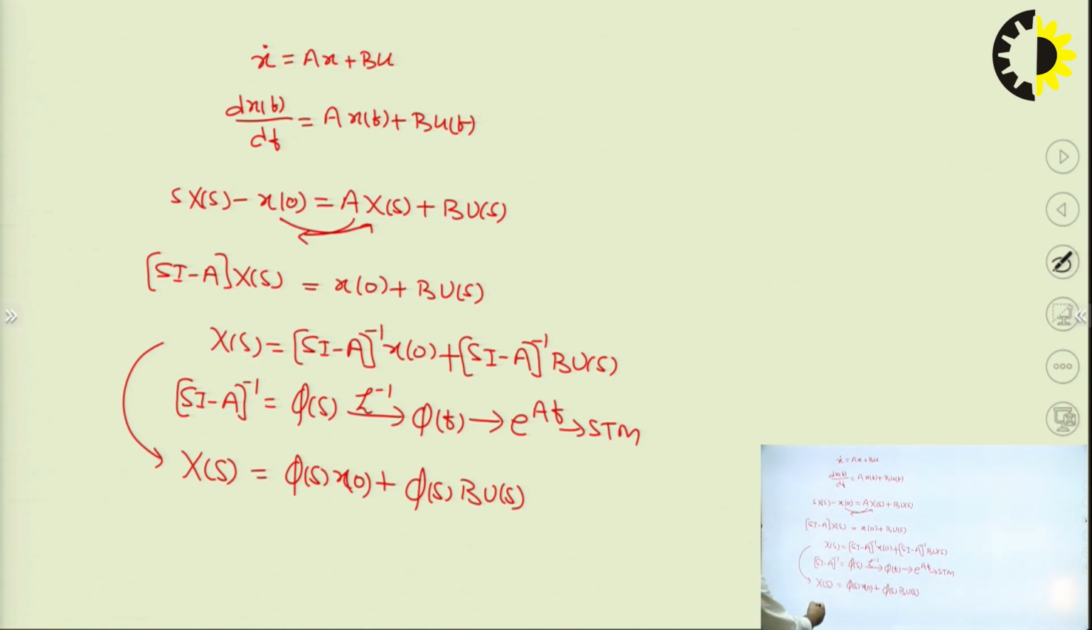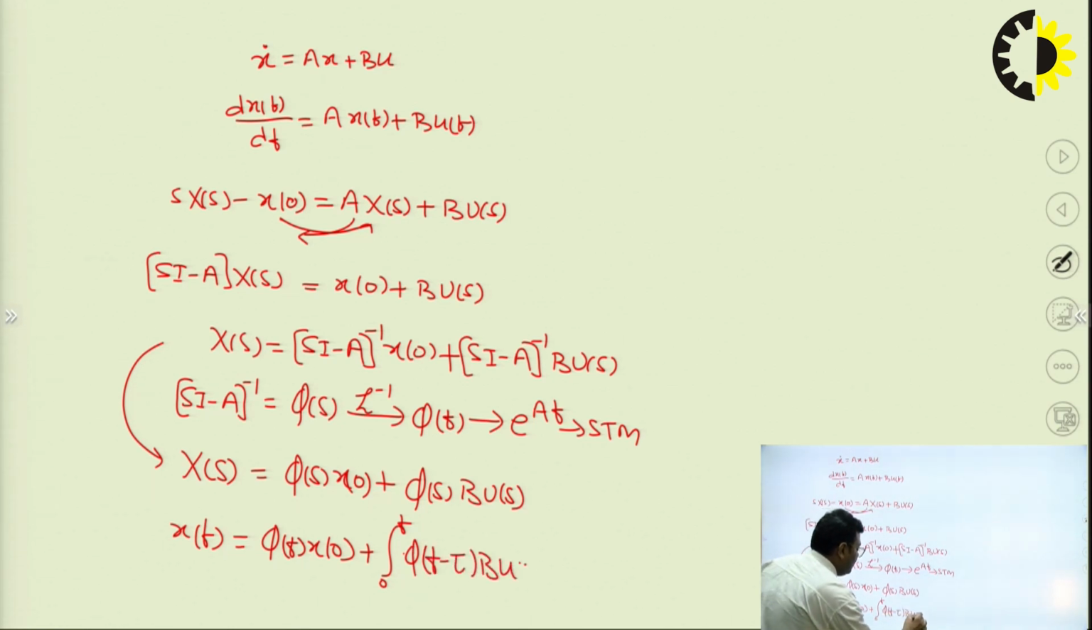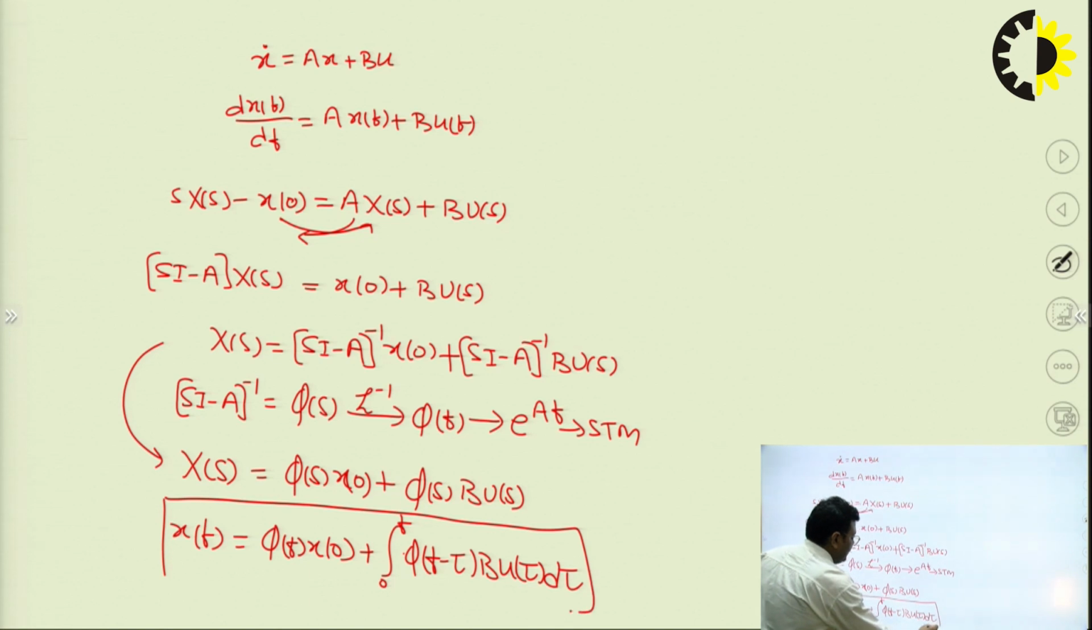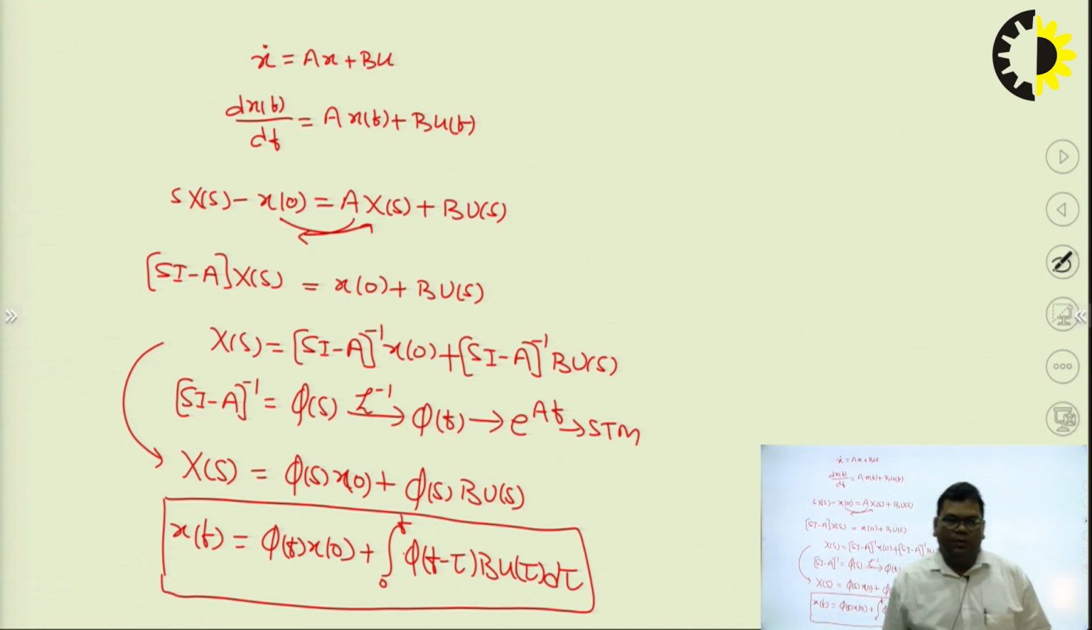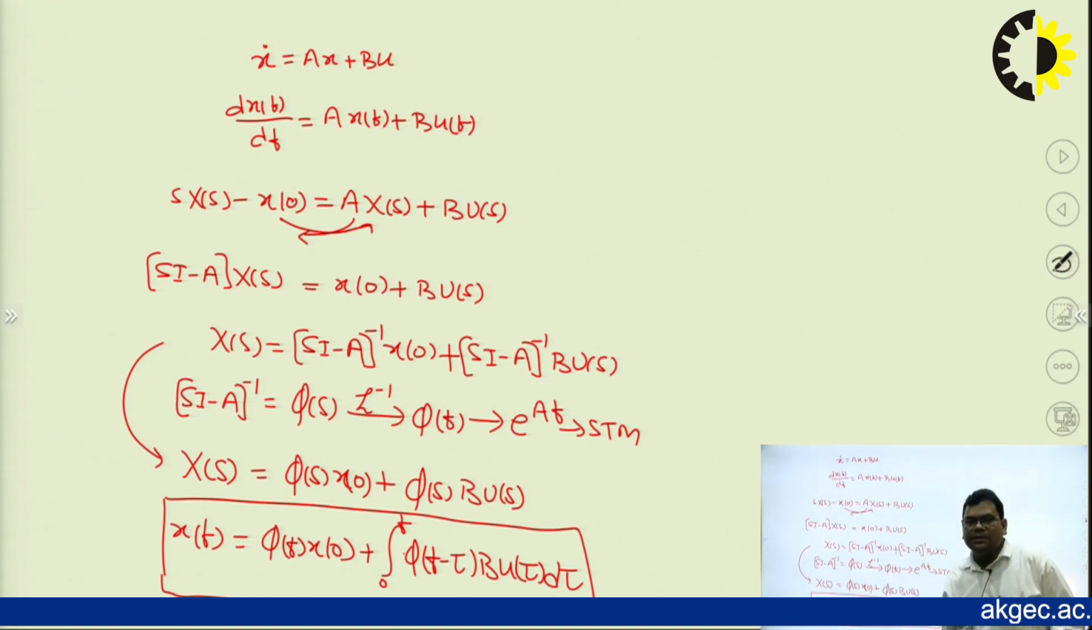Or in time domain, if I take the inverse Laplace of this equation, I can write xt is equal to phi of t into x naught plus 0 to t phi t minus tau b u tau d tau, okay? So again the same solution we can find using the Laplace method. So this is the way we can find the solution of the state equation, okay? In the previous case we saw in time domain how we can find the solution of the non-homogeneous state equation, and in this case we have used the Laplace transform method, okay?